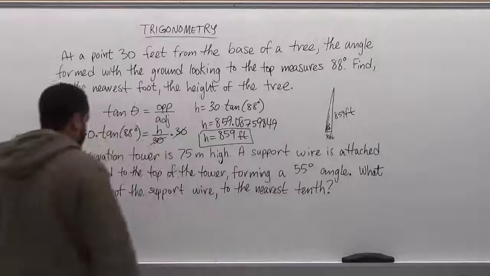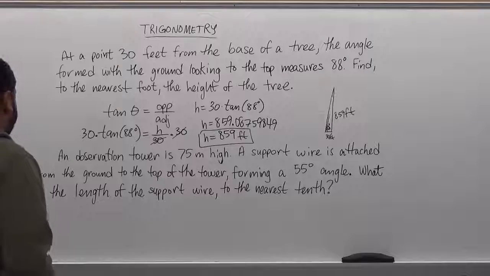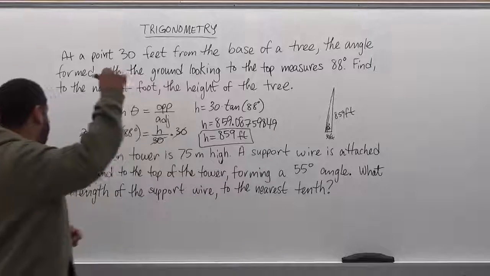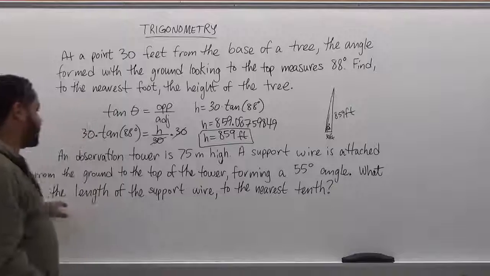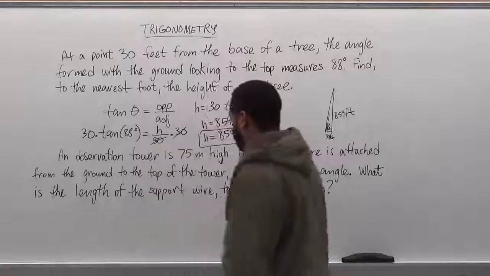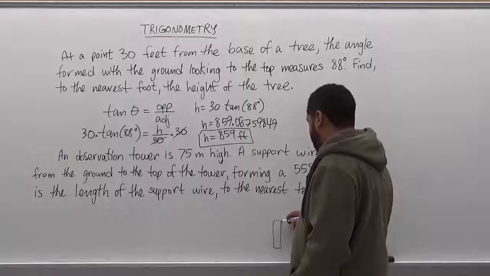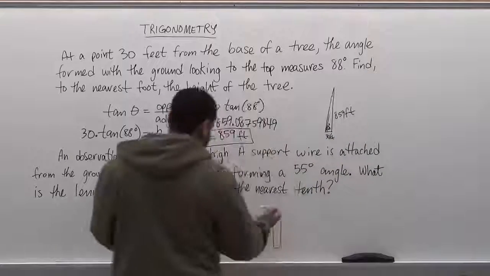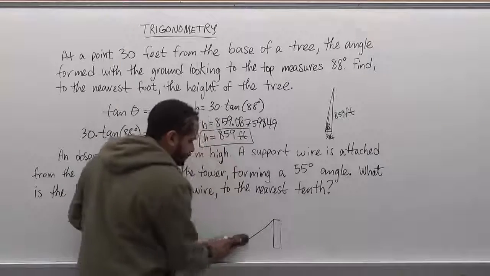All right? For our second equation, or problem here, we have an observation tower, which is 75 meters high. A support wire is attached from the ground to the top of the tower, forming a 55-degree angle. What is the length of the support wire to the nearest tenth of a meter, right? So here what we're looking at is, first of all, we have an observation tower, right? We have a tower, and at the top of the observation tower, there's a support wire attached from the ground, forming a 55-degree angle, meaning this goes out somewhere like this.